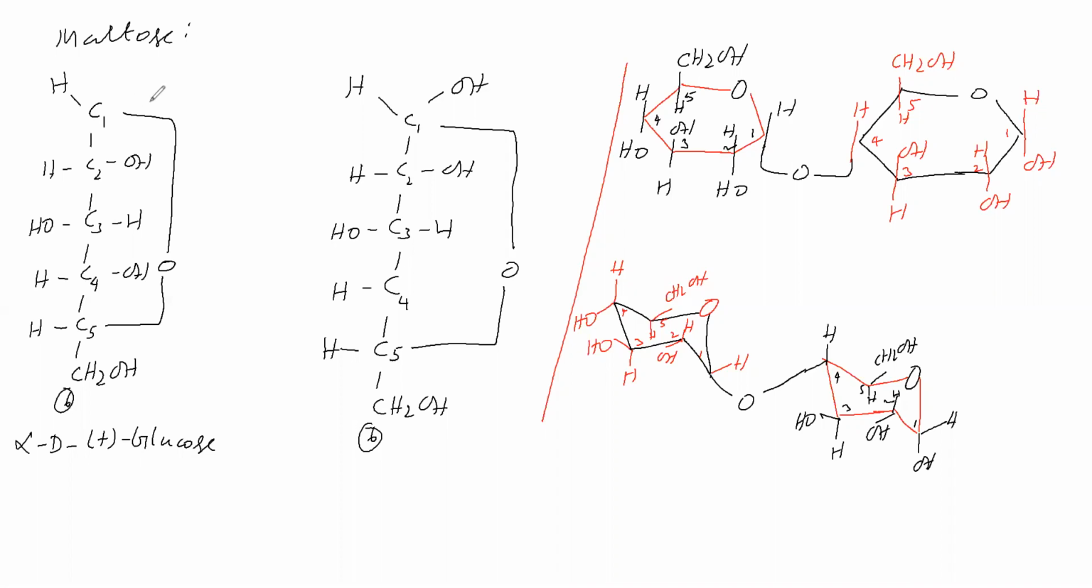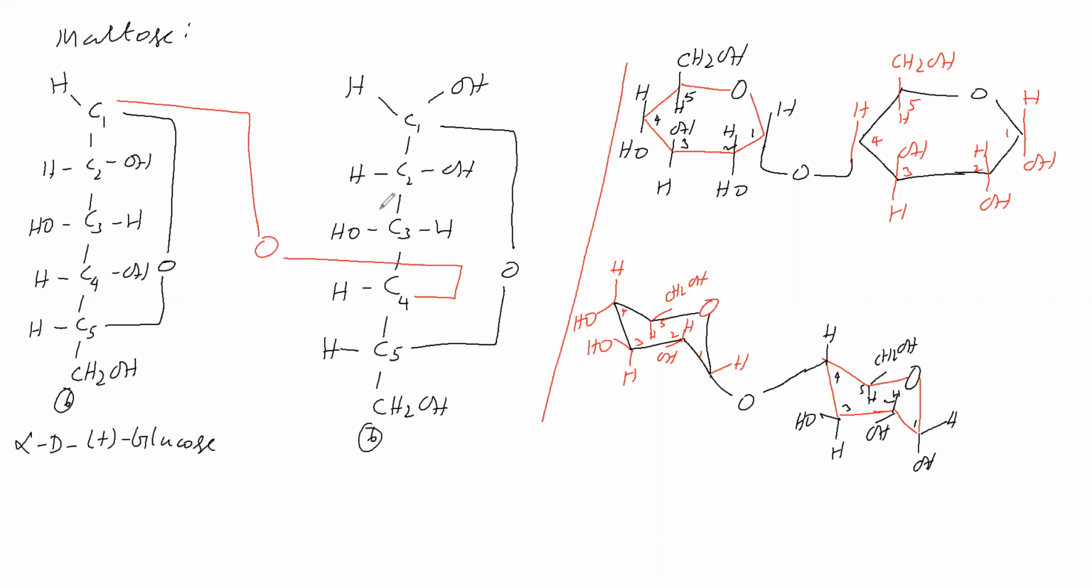So now the C1 carbon is linking through an ether linkage with the C4 carbon. The C1 carbon of the left side unit and the C4 carbon of the right side unit. Between them there is an ether group, an oxygen. So the left side C1 is linking with the right side C4 through oxygen, an ether linkage. Now this is called maltose.